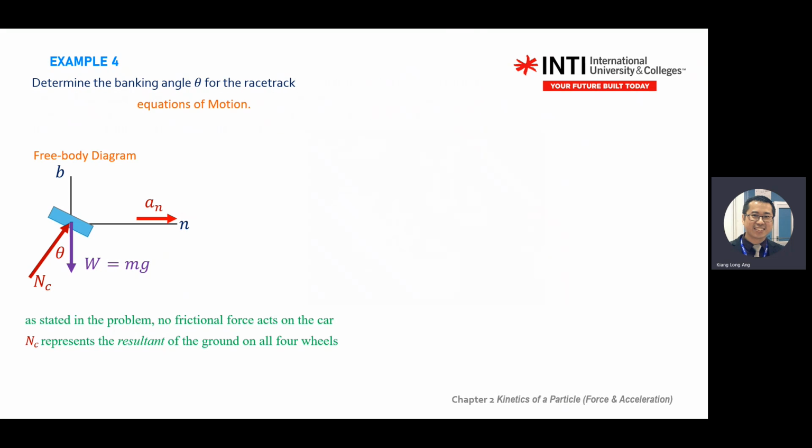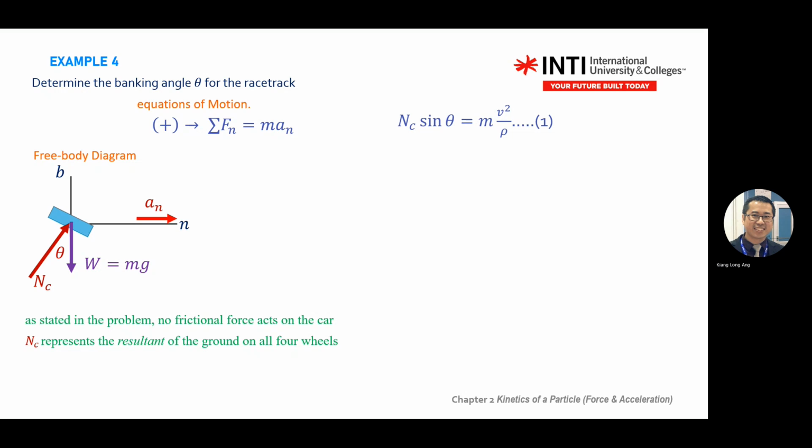Okay, so once you have this, the equation of motion: all the force equals ma. Equation of motion, F equals ma, but in the n direction. You substitute: Fn equals N sine theta equals ma. The a you change to v squared over rho.